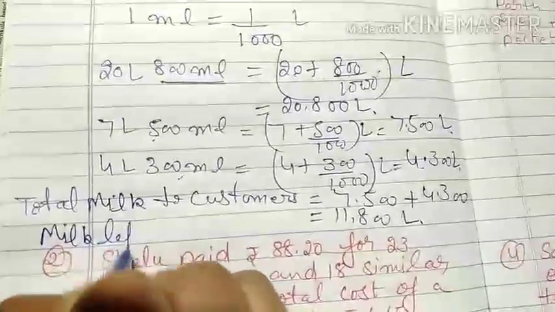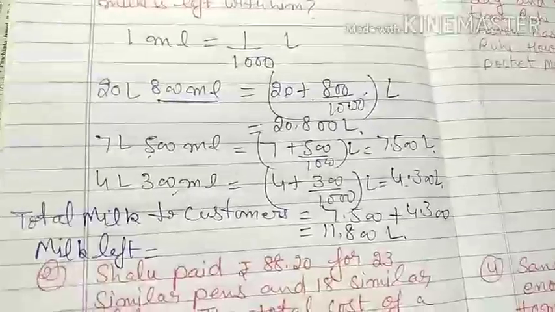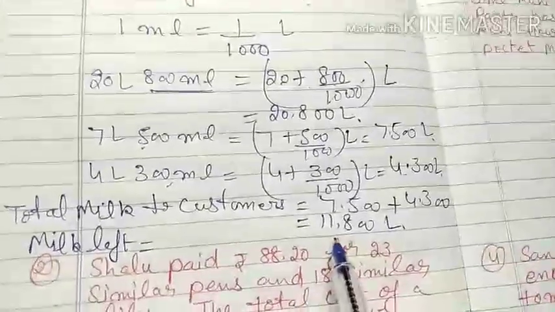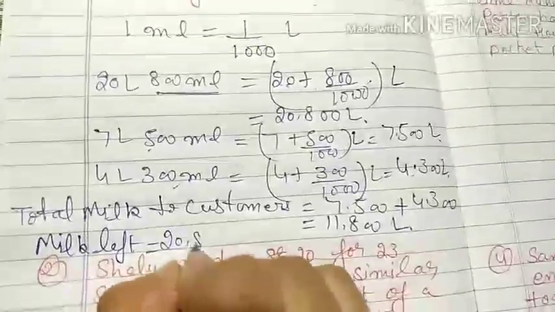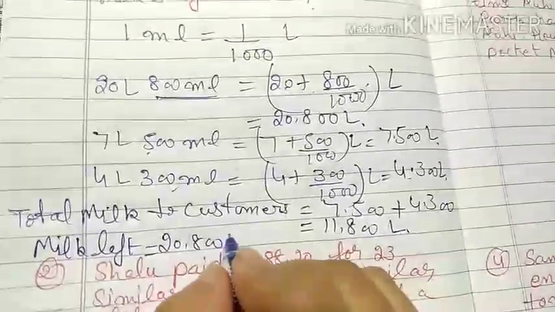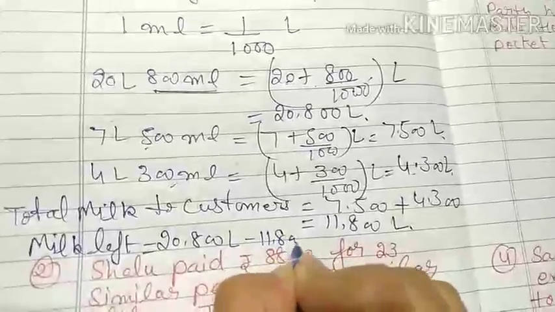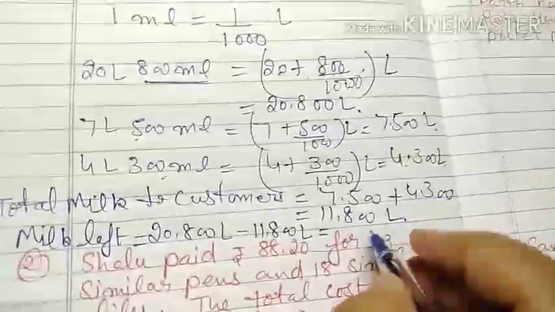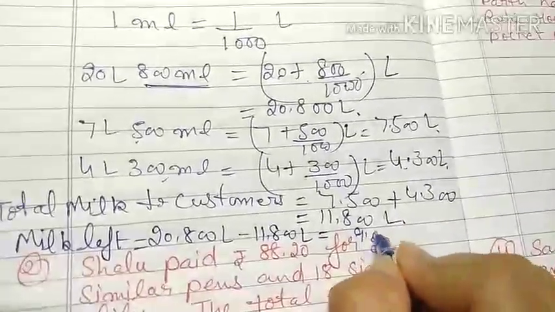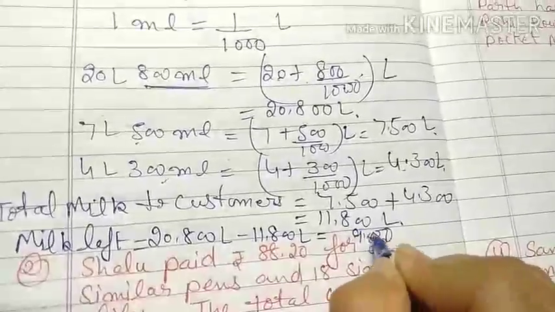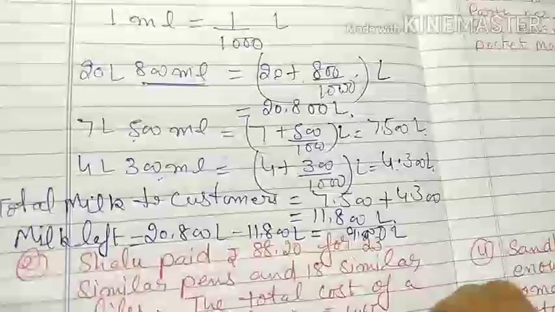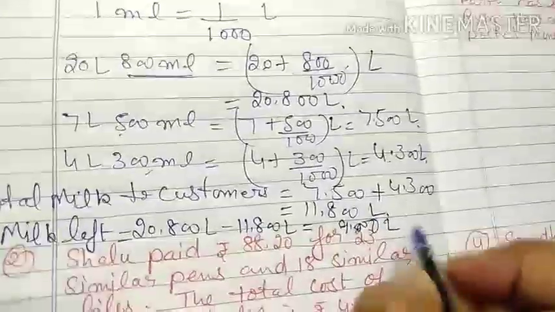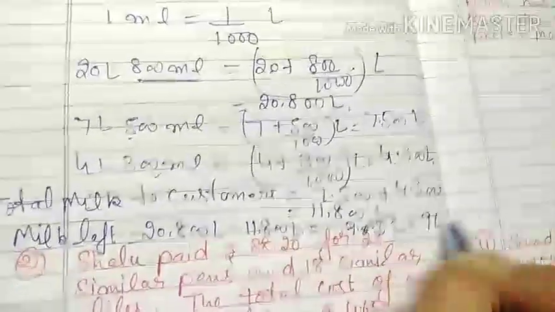Okay, next we have to find how much milk is left. Milk left: for finding the milk left, you have to subtract 11.800 from the total milk, that was before distribution. So that gives me 9 liter. 9.000, and there is no nonzero value after the decimal, so only 9 liter of milk is left with him.